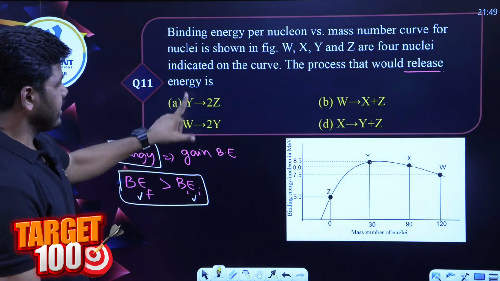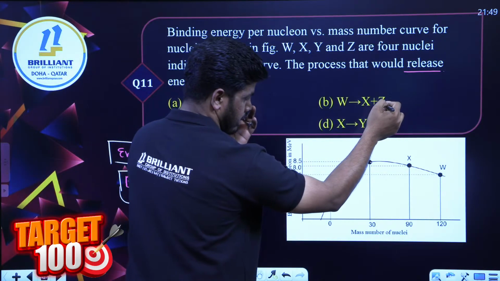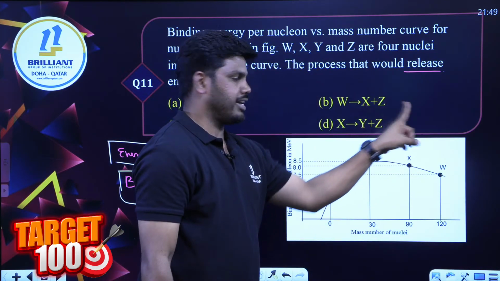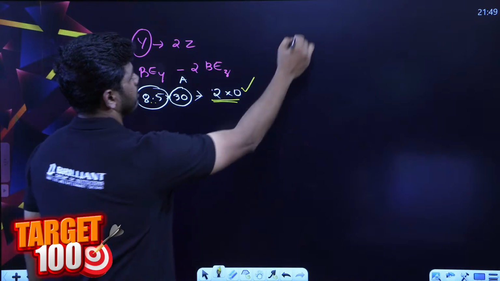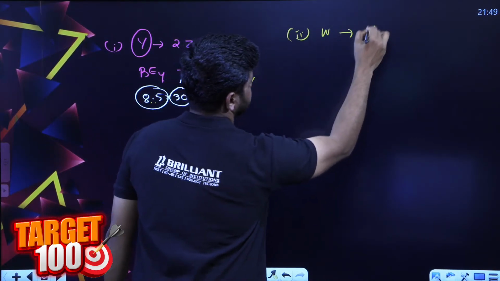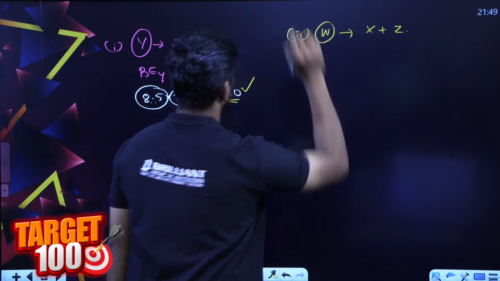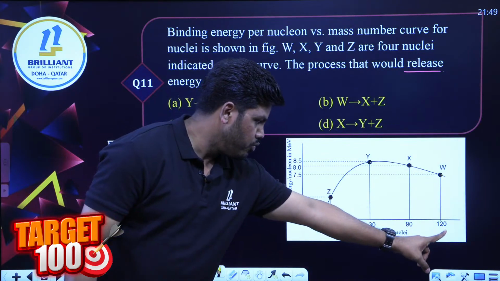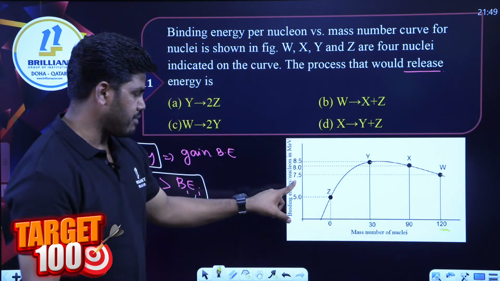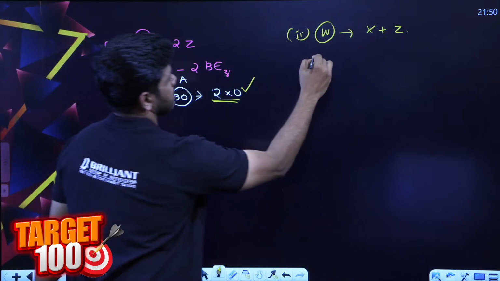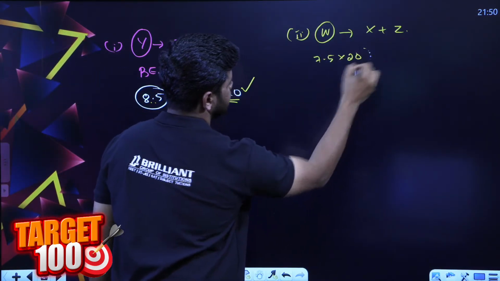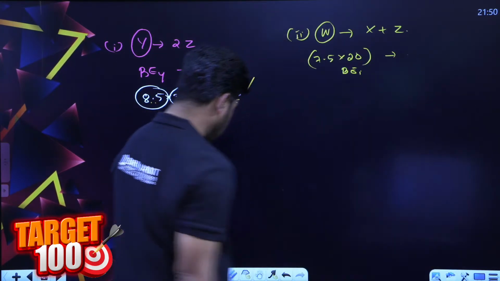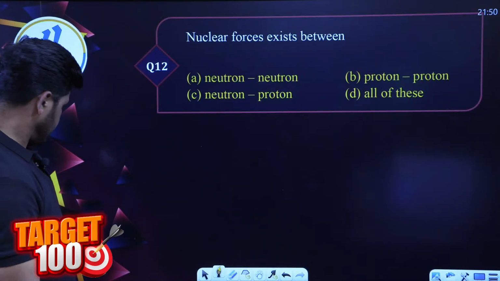Look at the next one. The second option given is W is splitting into X plus Z. The element W splits into X plus Z. What is the initial binding energy? W has 120 nucleons and 7.5. So we can say 7.5 into 120. That is the initial binding energy. And binding energy final is for X plus Z.